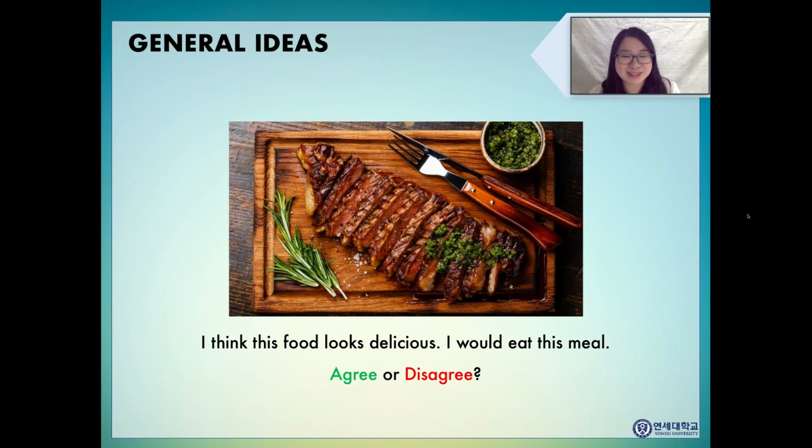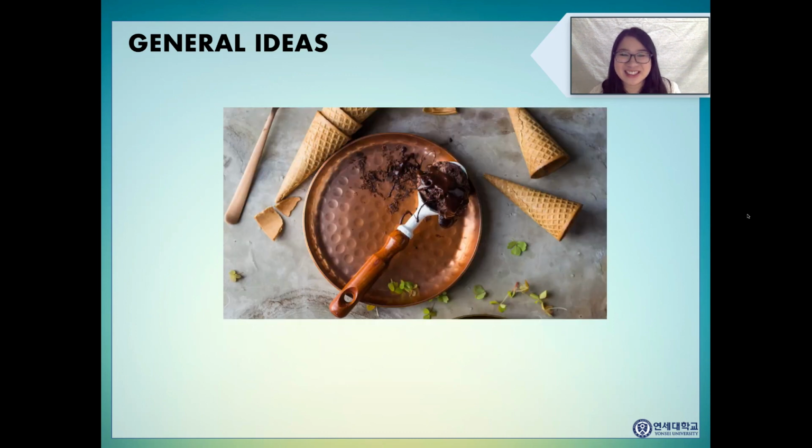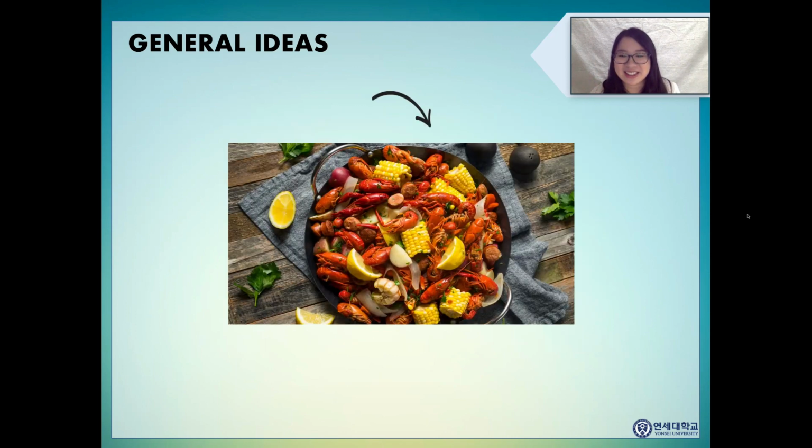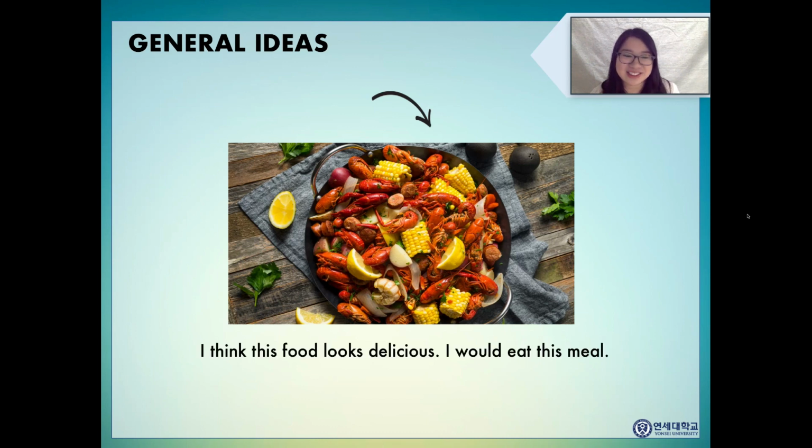Okay, next meal. Ooh, yummy chocolate ice cream. I think this food looks delicious. I would eat this dessert. Agree or disagree? Okay, good. Now we're talking about our opinions. Next meal. I think this food looks delicious. I would eat this meal.